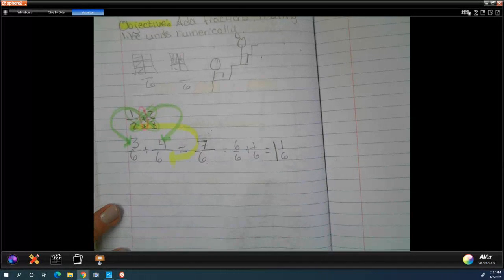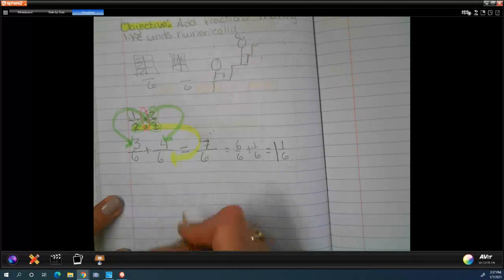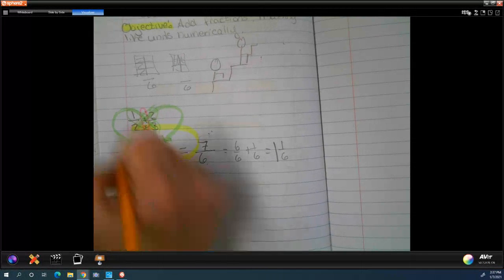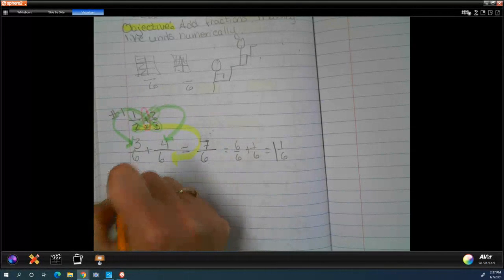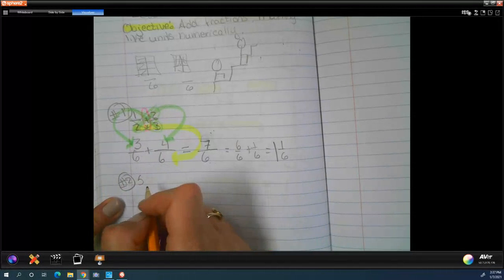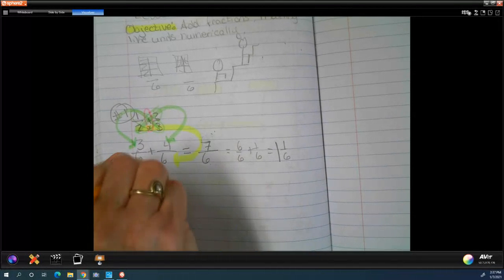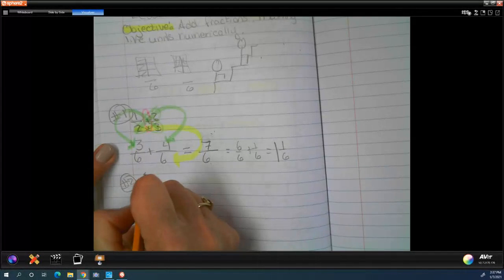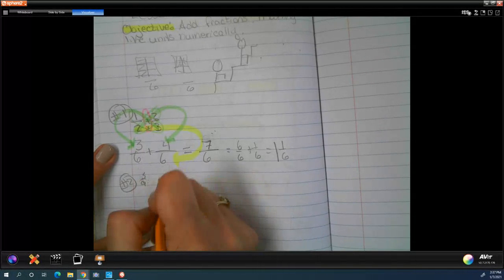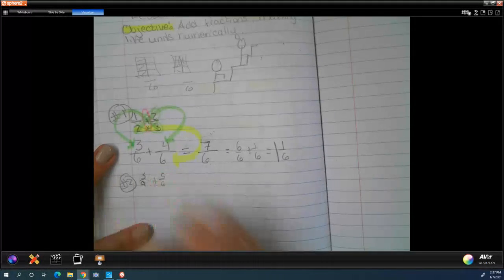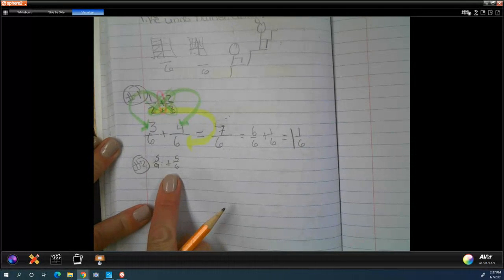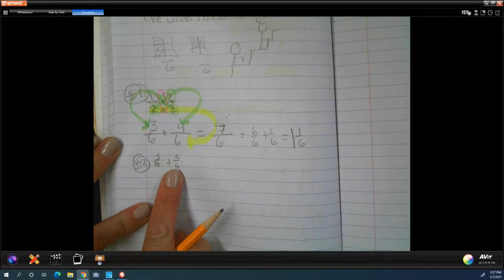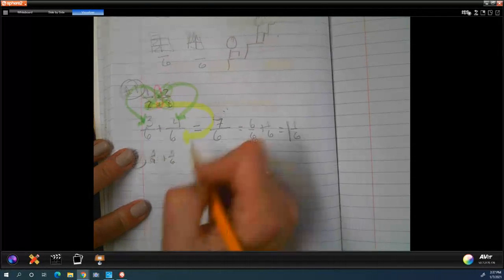You can also look at a problem like this. That was my number 1 example. Here's my number 2 example. You can look at a problem something like 5/9 plus 5/6. Now, don't for a minute get confused and think that those are like units. Numerators are not the units. Denominators are the units, right? So you have to have the same denominator.